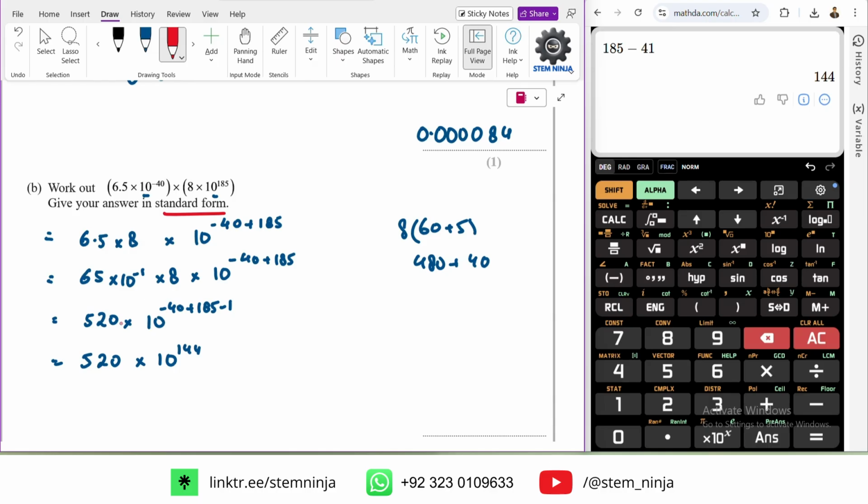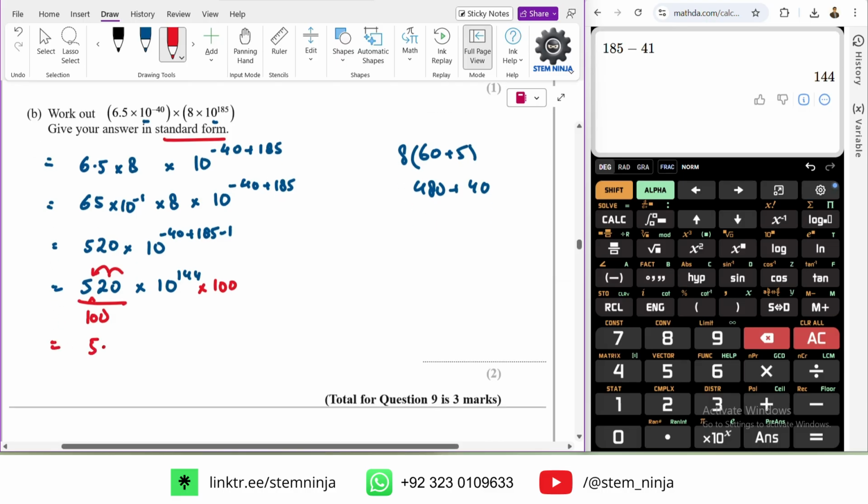However, this is not in standard form. We need to bring the decimal over here. So one little thing to remember: if you need to divide this by 100 to bring the decimal over here, we need to multiply by 100 also over here. So this would become 5.2 times 10 raised to the power, this is 10 raised to the power 2 by the way, so this becomes 146. Right, so 5.2 times 10 raised to the power 146. And that is question number 9. Let's move on to the next question.